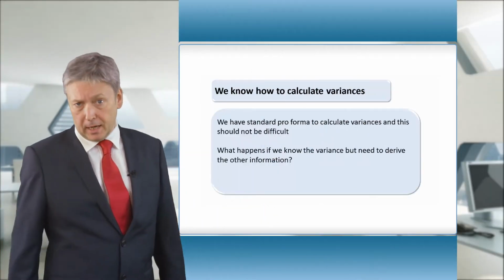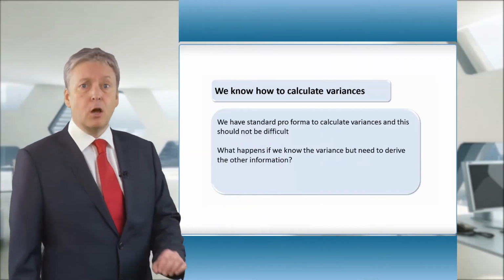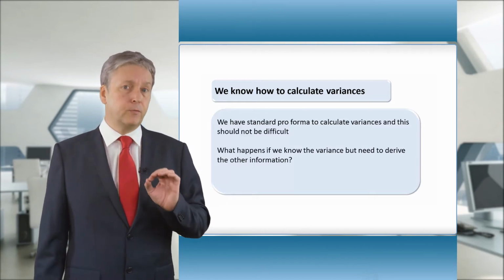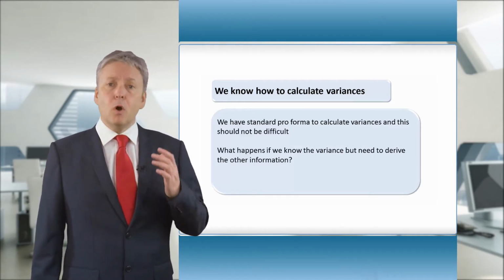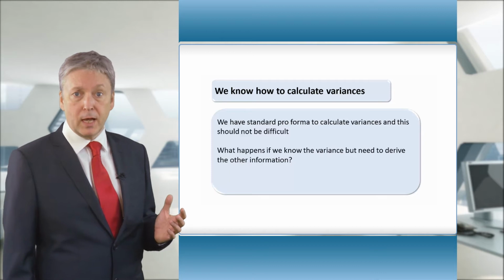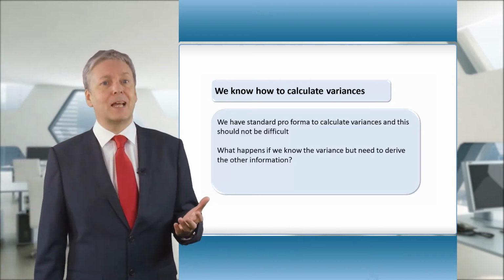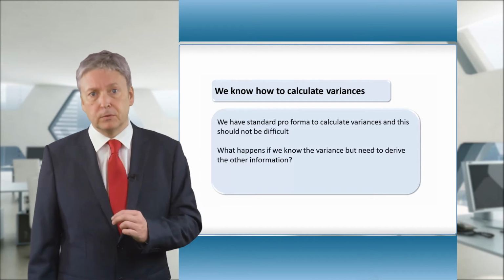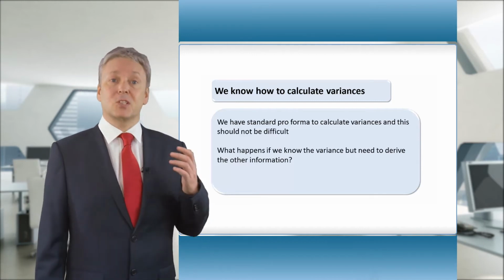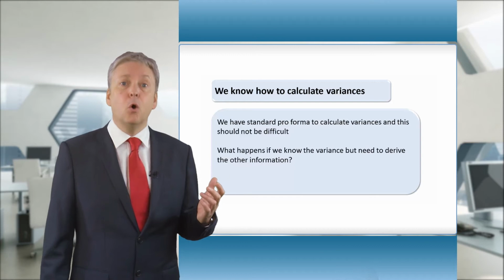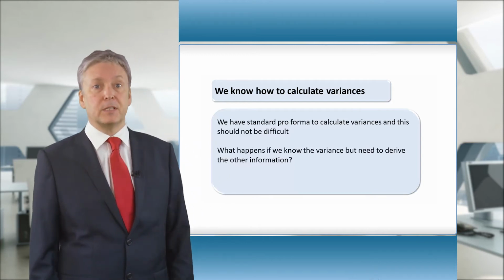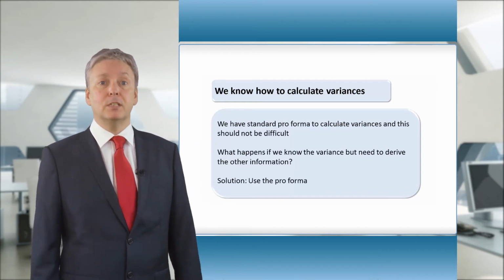So we know how to calculate variances. We know how to use the standard pro formas. What we have now is a situation where we're given the variance, but we need to find out the other bits of information. So either some of the standard information is missing or some of the actual information is missing. How do we go about it?